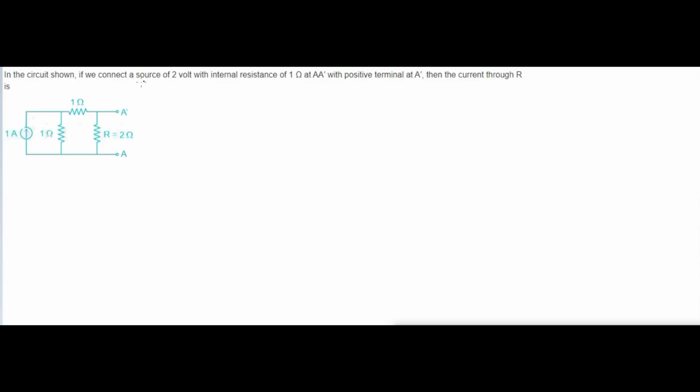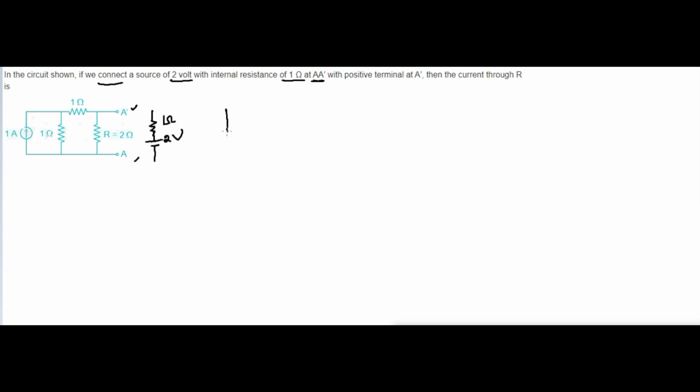Question, the circuit we have connected. It just means what they are telling. If you are connecting a 2 volt source with an internal resistance of 1 ohm at A dash, then what they are asking is that you want to connect a 1 ohm resistor as well as a voltage. What voltage? 2 volt. So may I redraw this diagram?